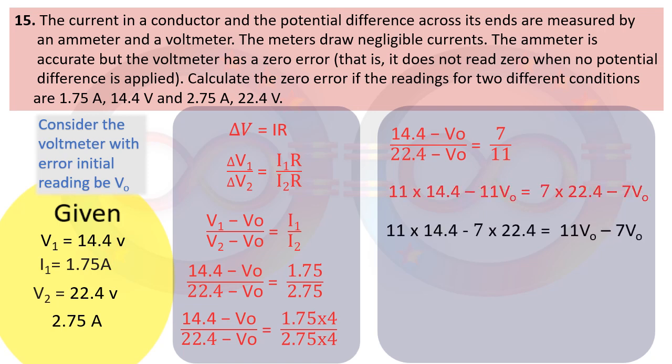After cross multiplying, what we get here is 11 V0 minus 7 V0 is equal to some value coming after subtraction, and it is nothing but 1.6, or V0 is 1.6 upon 4, and that is nothing but 0.4 volt. So the voltmeter already has an error of 0.4 volt in this particular voltmeter.